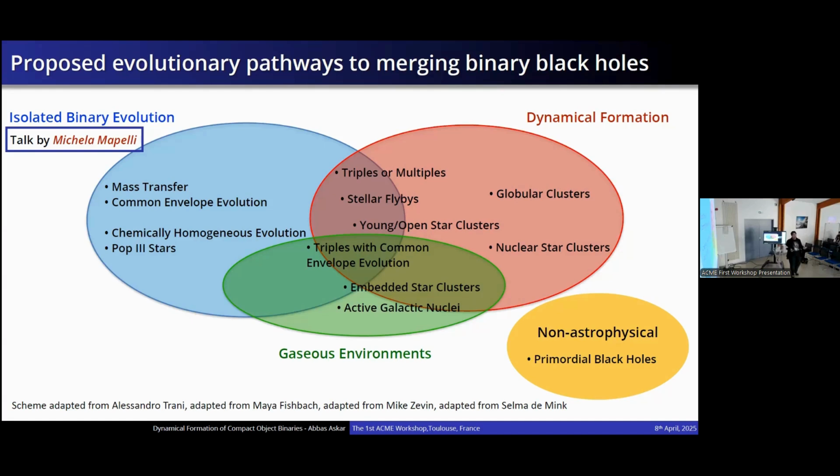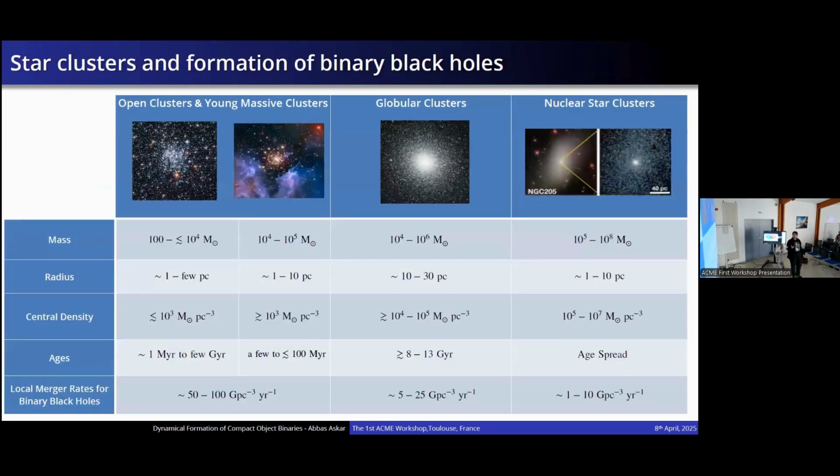And of course, you can also have non-astrophysical origins for these merging binary black holes. But for the purpose of this talk, I will be focusing on the dynamical formation. And by dynamical formation, I mainly mean formation in dense stellar environments. So essentially, star clusters is what I'll be focusing on.